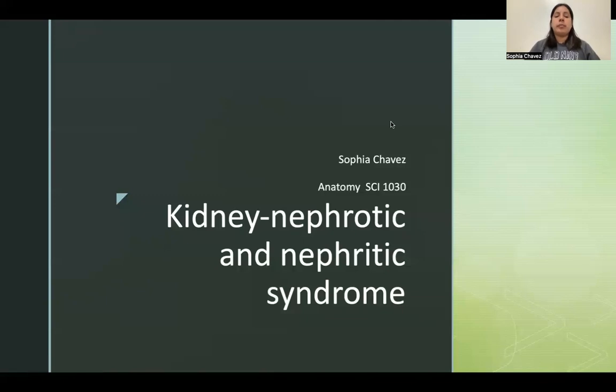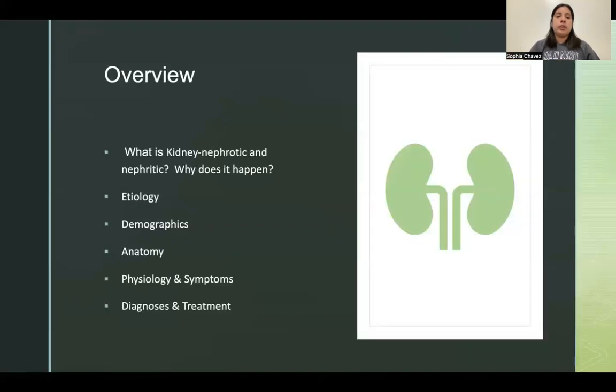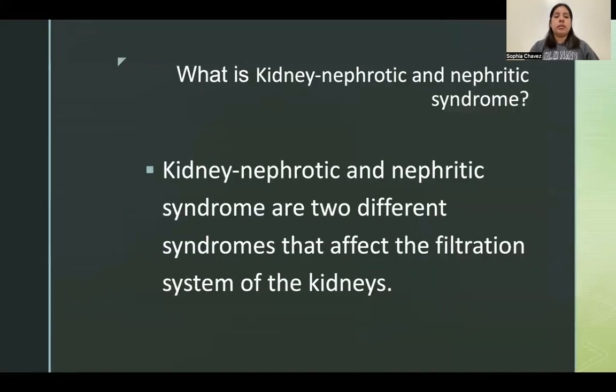For my signature assignment this term, I picked kidney nephrotic and nephritic syndrome. So a quick overview of what I'll be going over is what is kidney nephrotic and nephritic syndrome? Why does this happen? The etiology, demographics, anatomy, physiology and symptoms, as well as diagnosis and treatment.